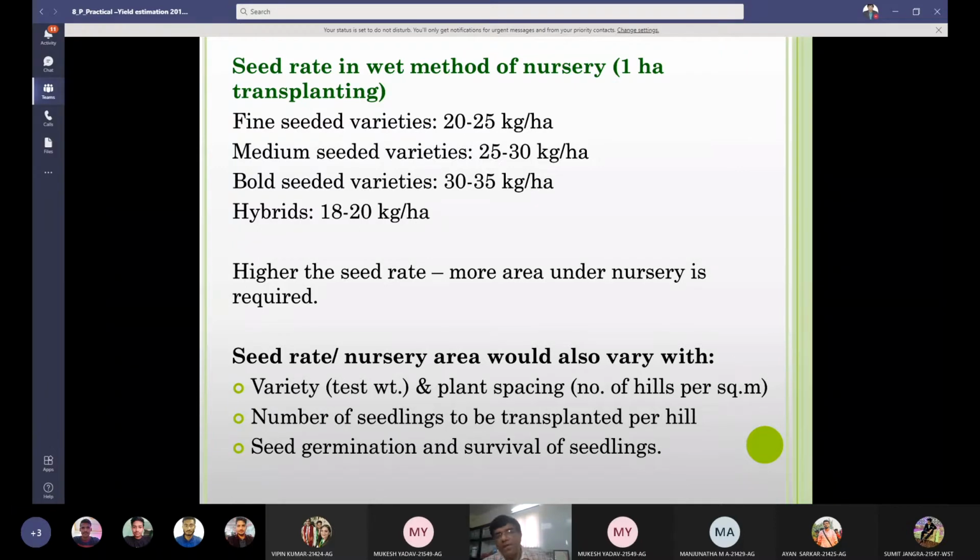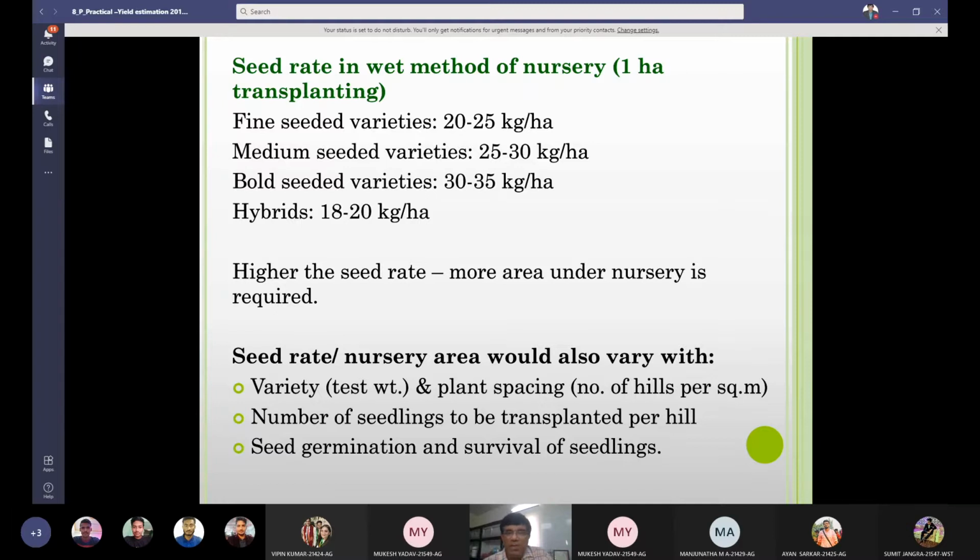If the variety is very fine seeded, then the seed rate is 20 to 25 kg per hectare. This is the range of seed that will be required to raise the seedlings, and those seedlings will be enough for 1 hectare area. So this 20-25 kg seed per hectare means the seedlings for 1 hectare of main field. This 20-25 is not for getting a nursery in 1 hectare area. It is for getting the seedlings for 1 hectare area.